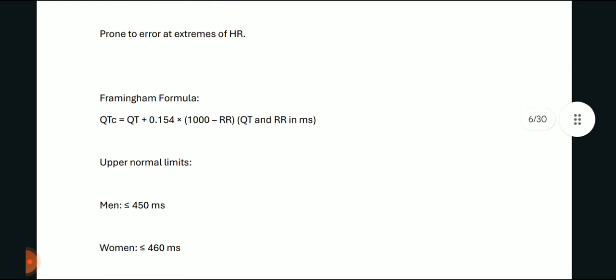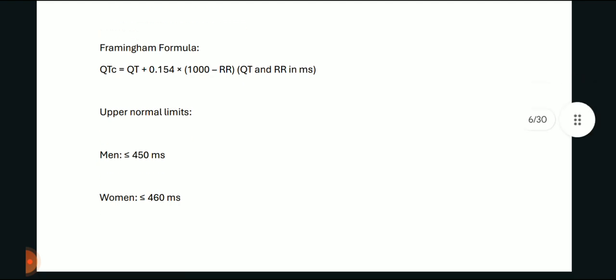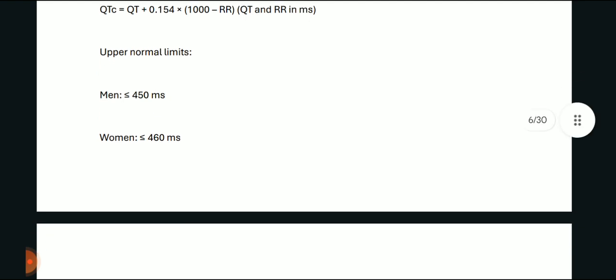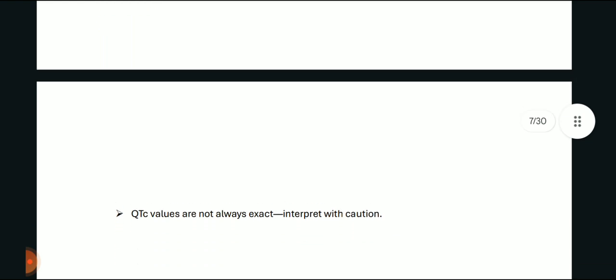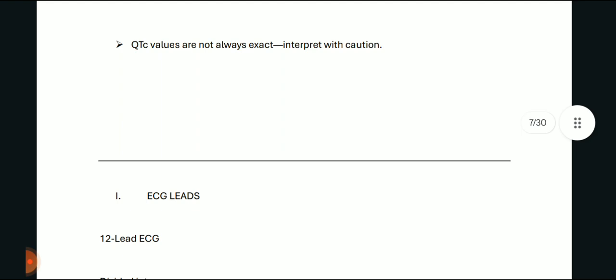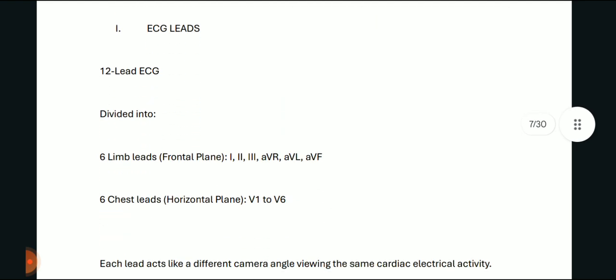There's also something called the Framingham formula, in which corrected QT is QT calculated plus 0.154 times (1000 minus RR interval), with QT and RR in milliseconds. These are just theoretical points. Upper normal limits in men should be less than or equal to 450 milliseconds, and in women less than or equal to 460 milliseconds. QTc values are not always exact, so they have to be interpreted with caution.